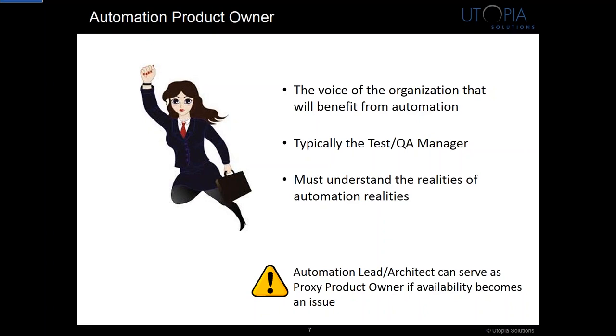And sometimes there are real availability issues with the product owner, and in that case the test automation lead or architect can serve as a proxy product owner, but they must take on the responsibility of keeping the product owner apprised, and a lot of times that means educated on the realities of automation and what's going on with the implementation.